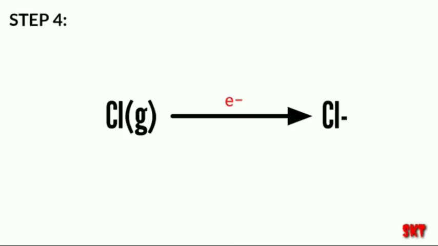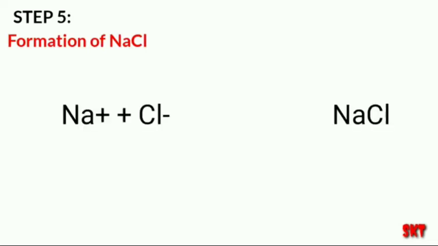And step 4 is the chlorine gas which is formed in step 2 is given an electron from step 3 and it is formed into chloride ion, that is Cl-, with liberation of some energy due to electron affinity. And the final step is sodium cation, that is Na plus gas, and chloride anion, that is Cl- gas, combine to form NaCl while liberating some energy, that is energy of formation. So these 5 steps constitute the Born-Haber cycle.